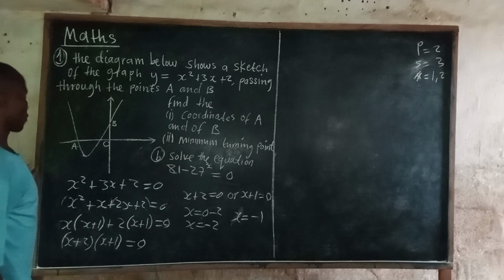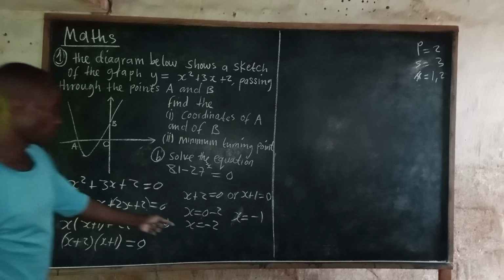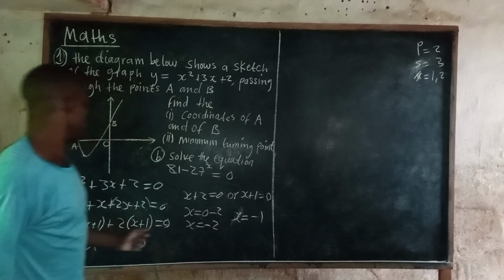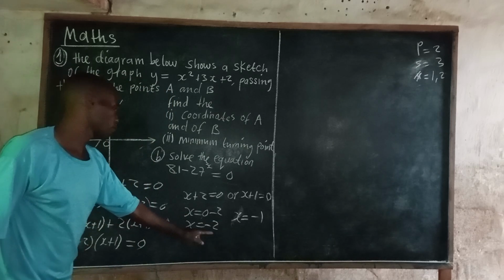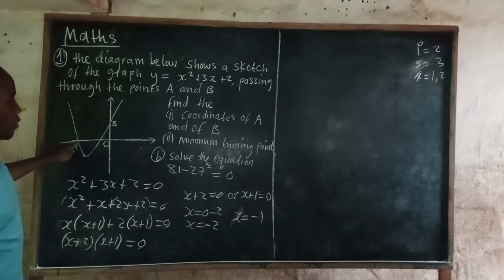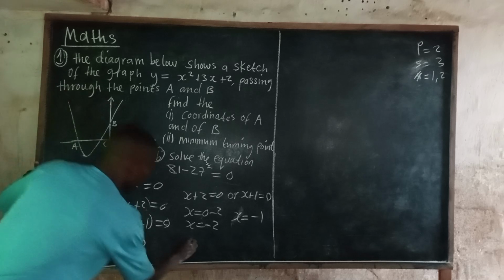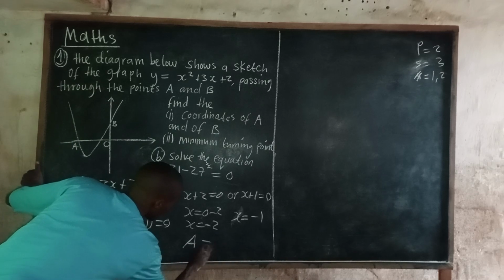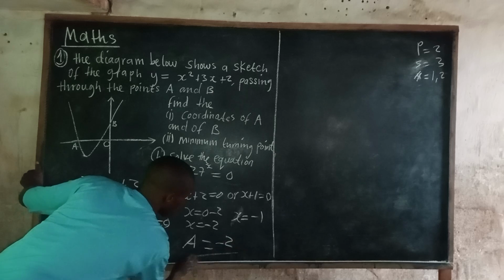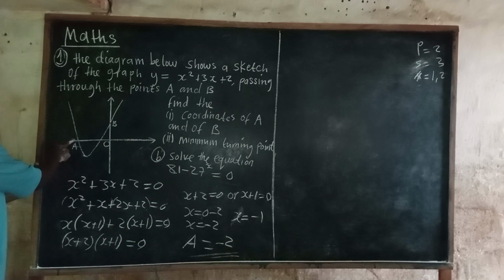So now looking at what our A is between these two values that we have, our A is x equals negative 2. That is the one, because x equals negative 1 is this other point. So now that we have found A, according to the question, the value of A is negative 2.